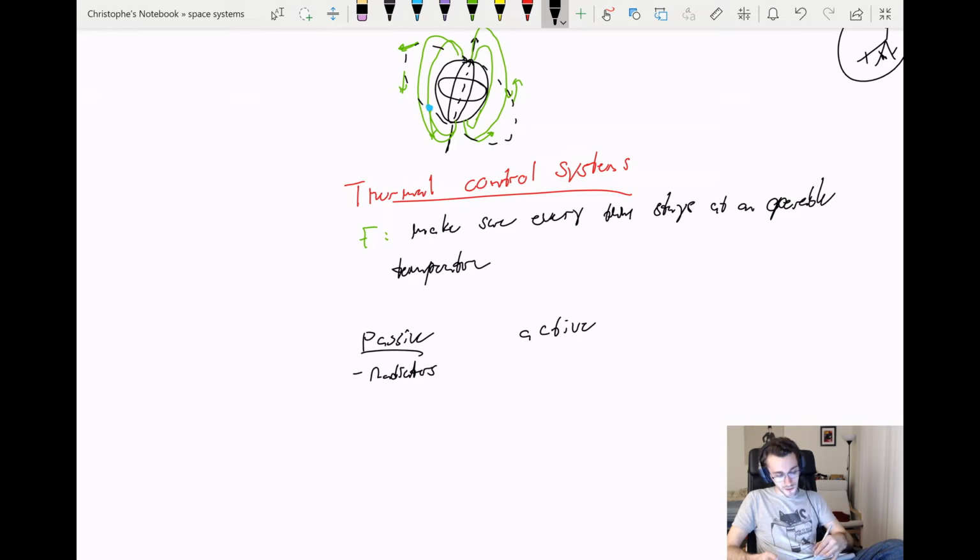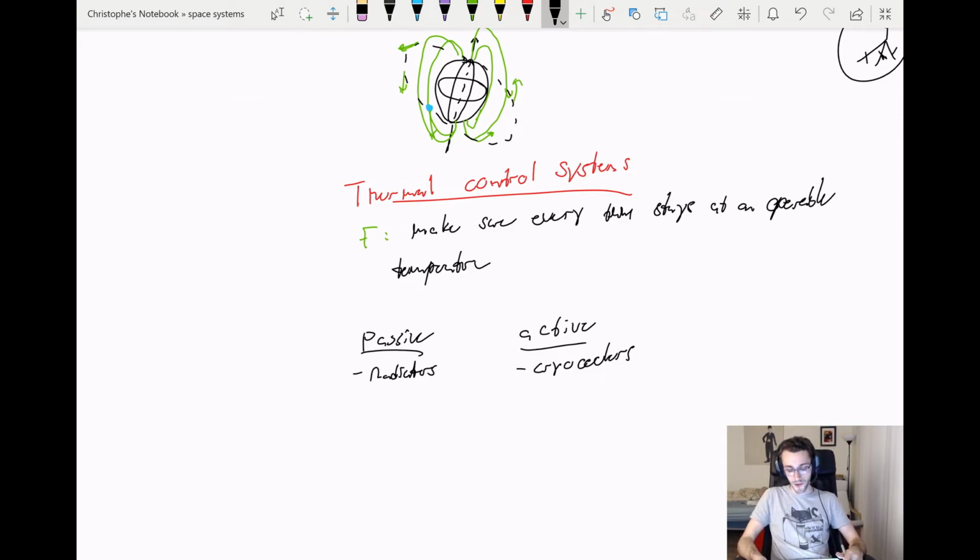For active control systems, you would have mechanisms that work with a coolant, so there would be things like cryocoolers. These are different devices that work off the Brayton thermodynamic cycle, or a bunch of different other ones. I'll post a link down below if you want to look more into how cryocoolers and the different thermodynamic cycles they work through achieve really, really cold temperatures.